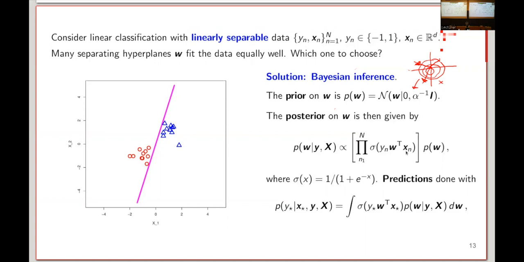And then the probability given by sigma is going to be higher in that way. So this is sigma, and here we're just writing the probability of Y taking class one or minus one. We're using a simple property of sigma.